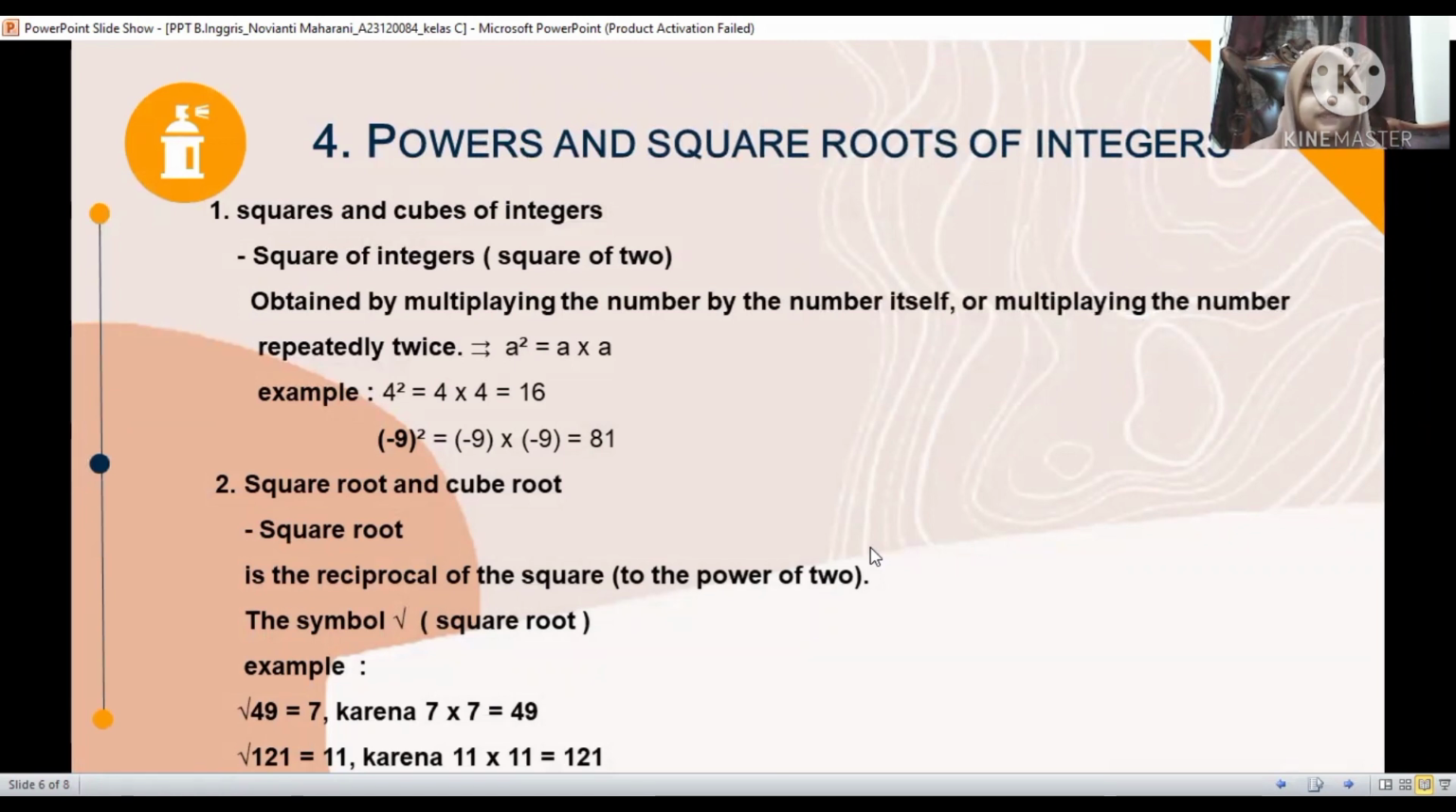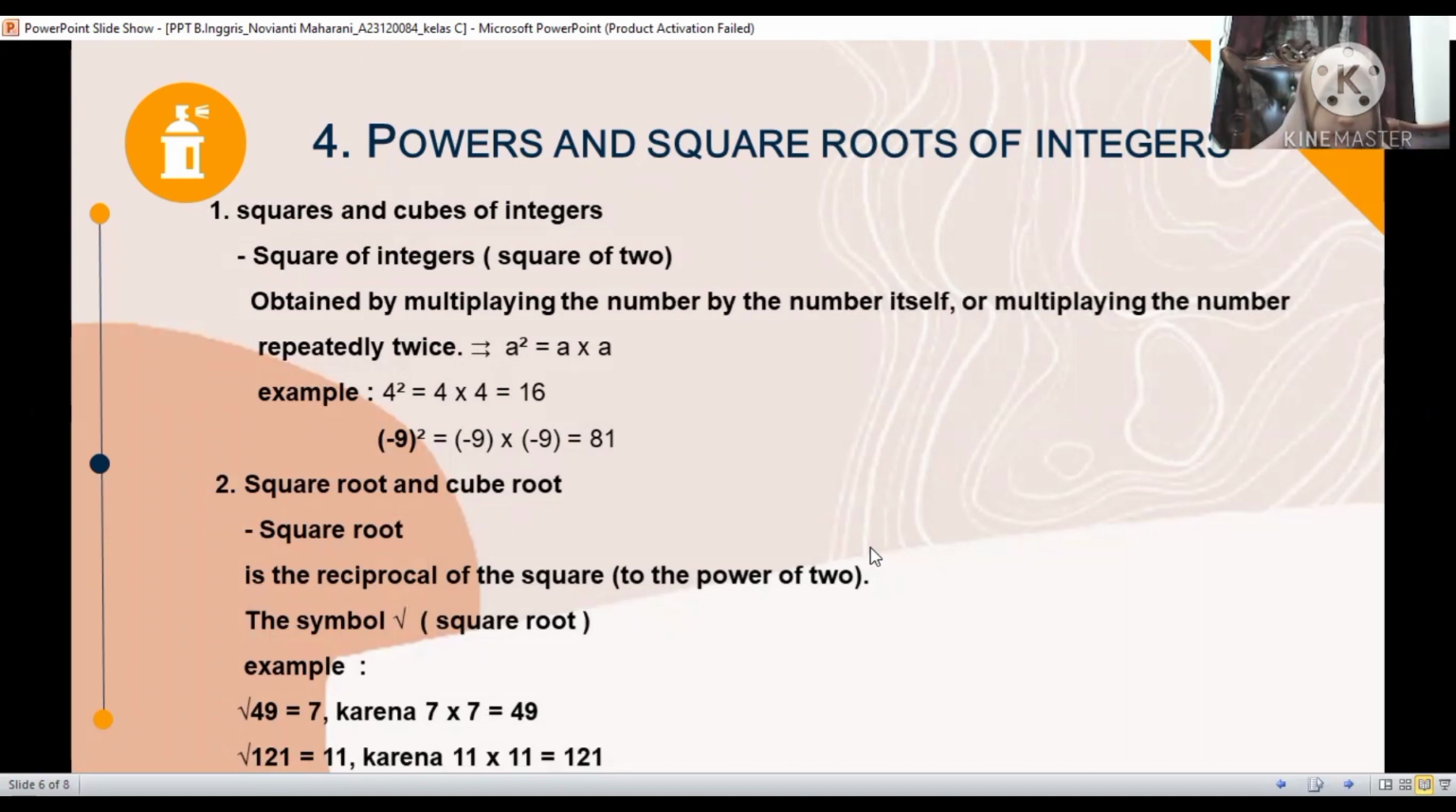The last or the fourth, powers and square roots of integers. 1. Squares and cubes of integers. The square of an integer is obtained by multiplying the number by itself, or multiplying the number repeatedly twice. A squared is A times A. Example, 4 squared is 4 times 4 is 16.